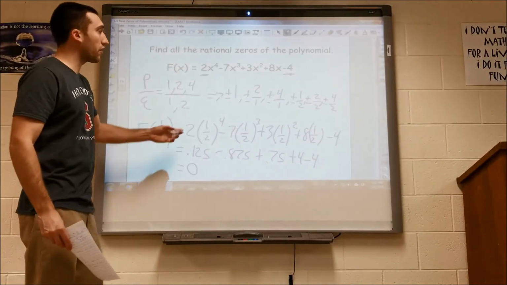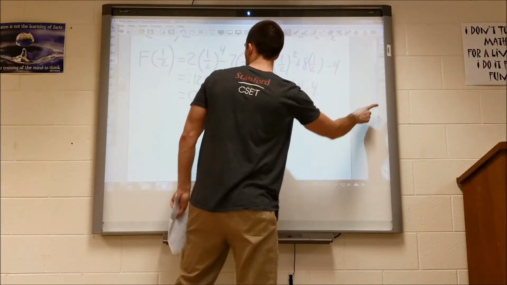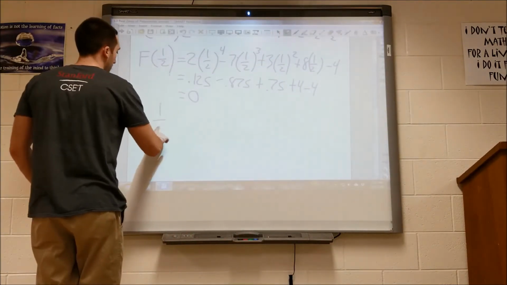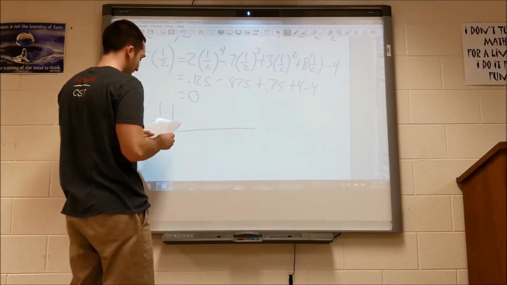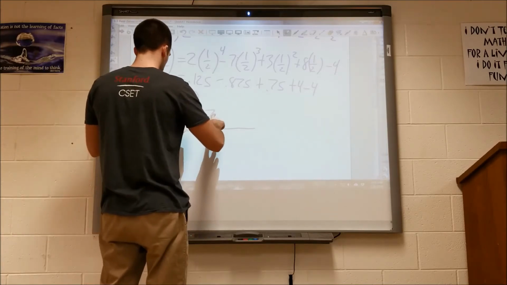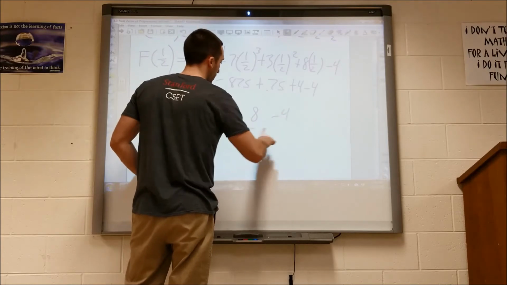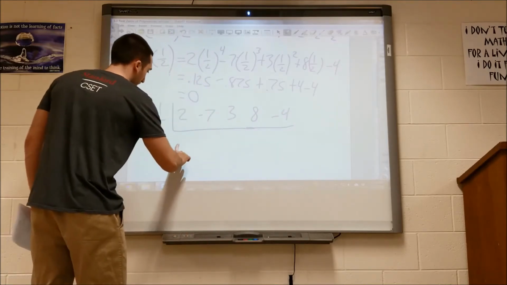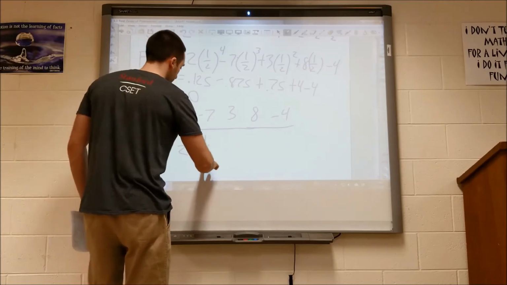Once I find a 0, I go ahead and synthetically divide by that 0. So I'm going to synthetically divide by 1/2. My original function had the coefficients 2, -7, 3, 8, and -4. So now I just synthetically divide, which we all know how to do.